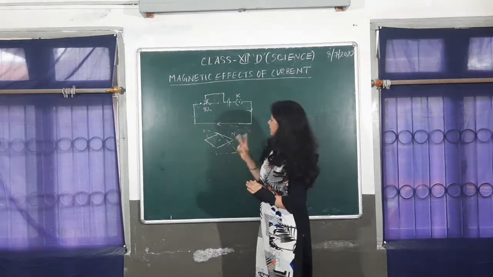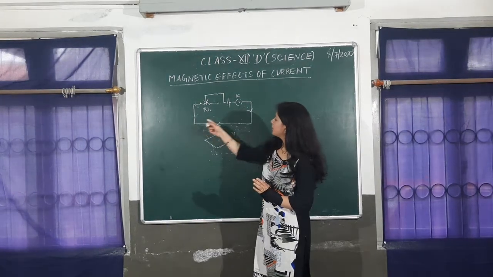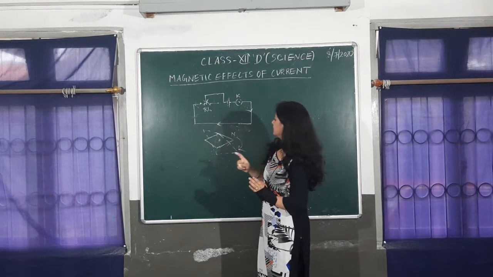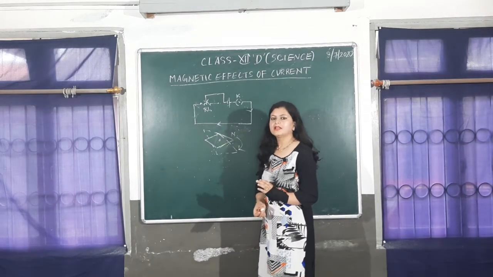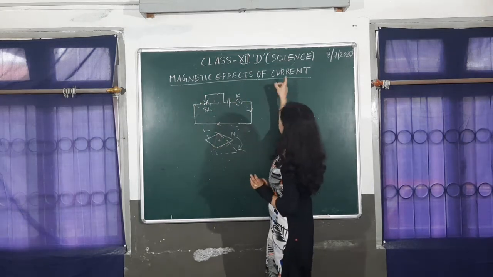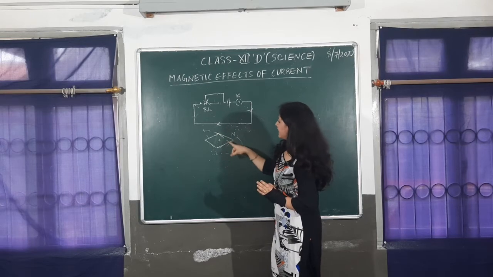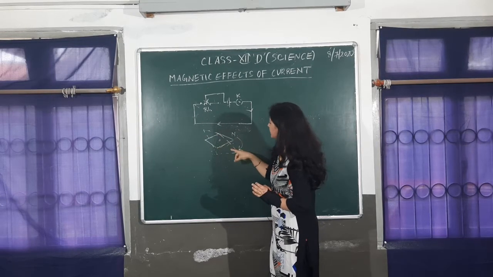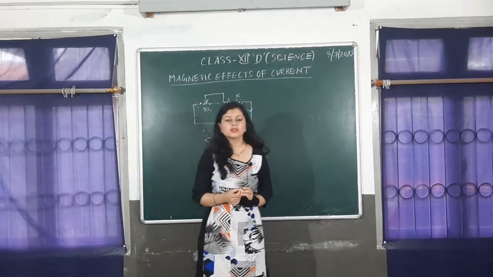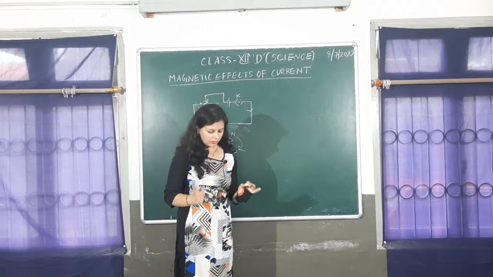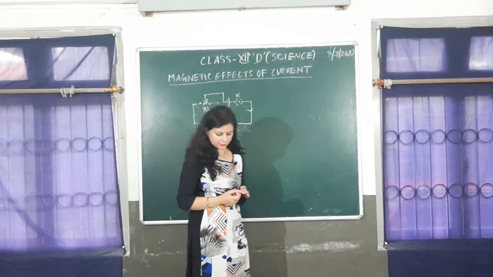So it is evident from these two setups that whenever there is a current flowing in a conductor, a magnetic field is produced in the vicinity of the conductor, and that effect is known as the magnetic effect of current. And on changing the direction of current, the direction of deflection of the needle changes, which means that the direction of the magnetic field also changes. So this is all about Oersted's experiment to verify electromagnetism.